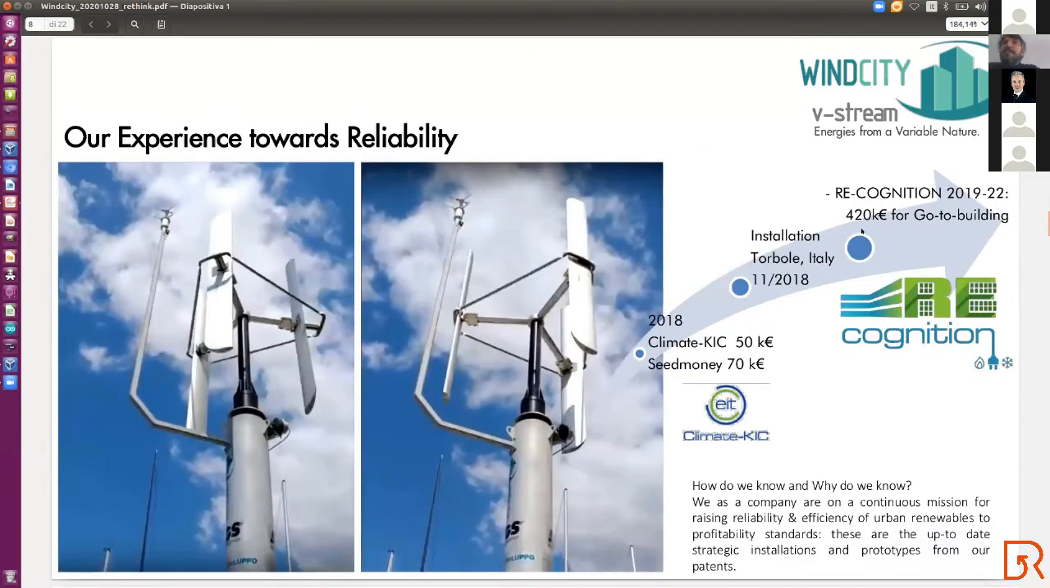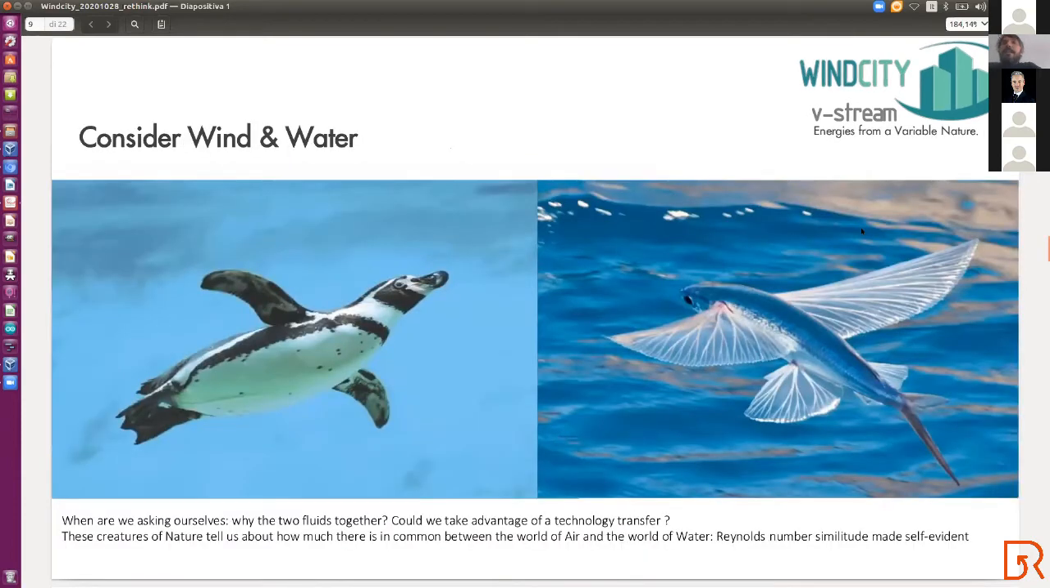And our experience towards reliability stems from the strategic installations that we have in Garda Lake in northern Italy. We have been there since late 2018, and we will go from the lakeshore to the building with this European project recognition, where we will be able to install the turbines even on rooftops. And if you consider wind and water, we ask ourselves why the two fluids together. We could take advantage of a technology transfer, yes.